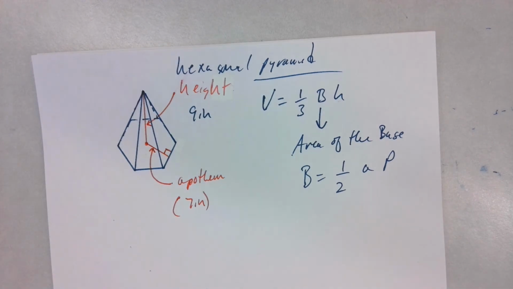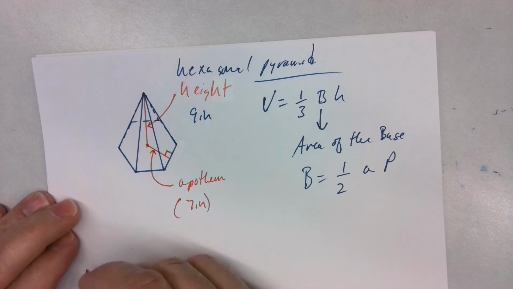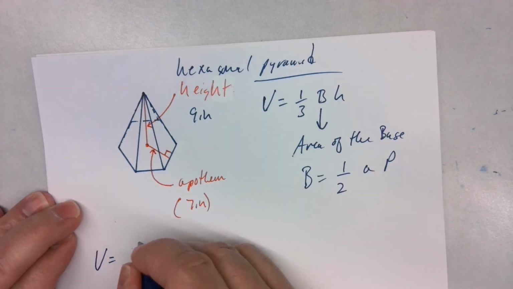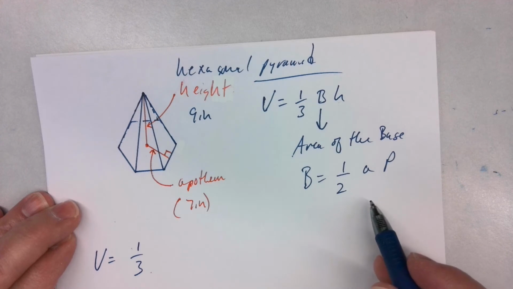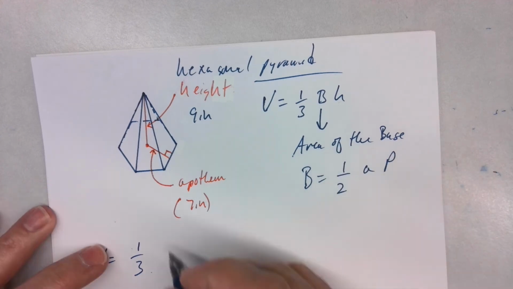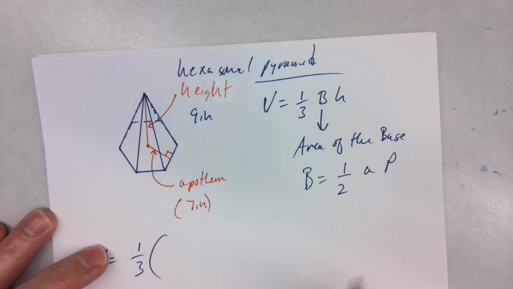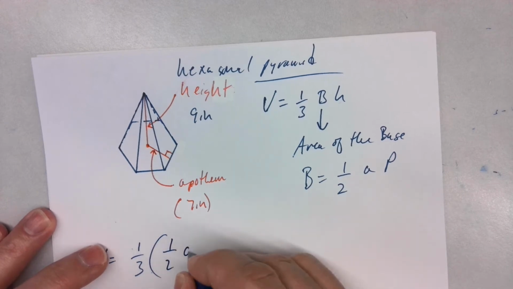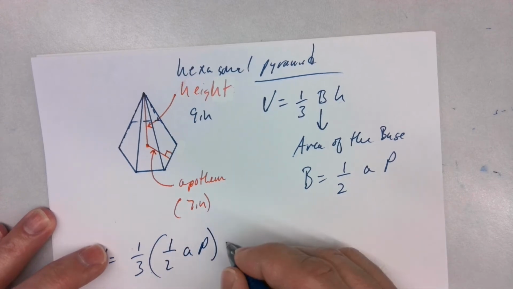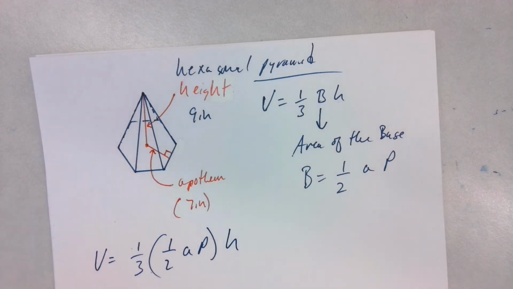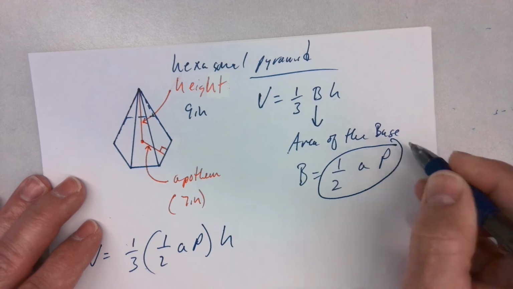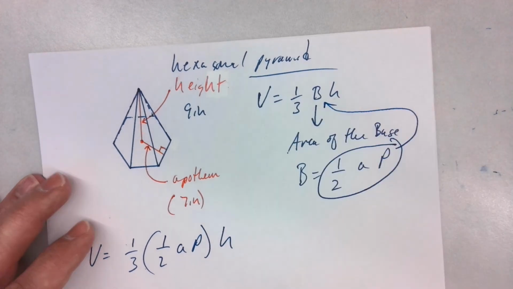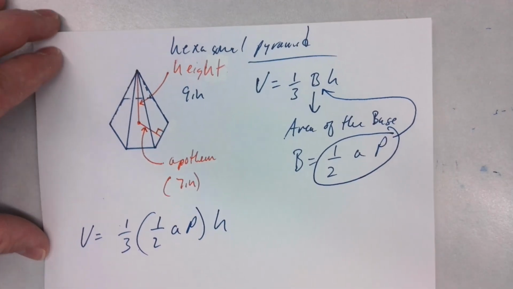Okay, we'll say that my height is 12 inches, and let's make this 9 inches. Okay? Alrighty, so this is what we got. I'm going to have volume equals, I've got my 1/3. Now, big B, though, is this down here. So I've got 1/3, and then 1/2 little a, big P, and then I'm going to times that by my height, right? See how I'm simply taking this and substituting it in for that? Does that make any sense?